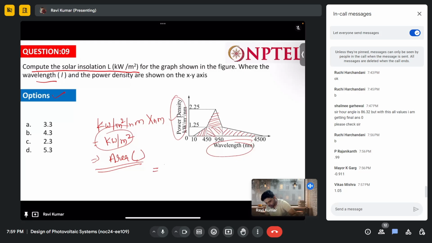So it will be 1 by 2 into 1.25 into 440, plus the difference will be 500 into 1.25, plus 1.2 into, it will be 1.25 and 45, into 3550, plus 1.2 into 500 into 1. Just add, do this.